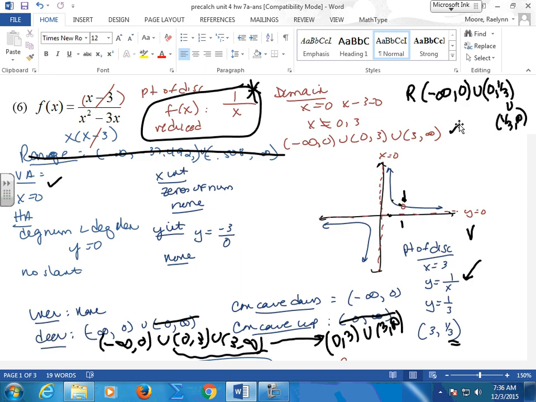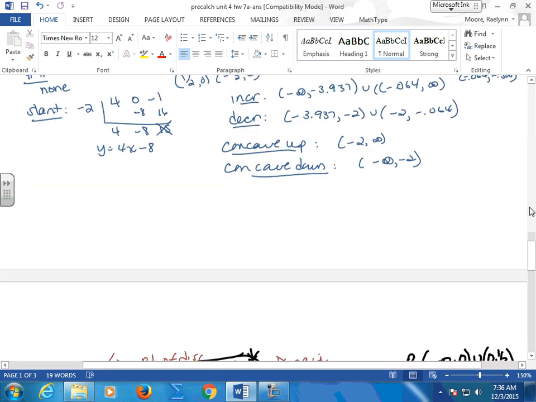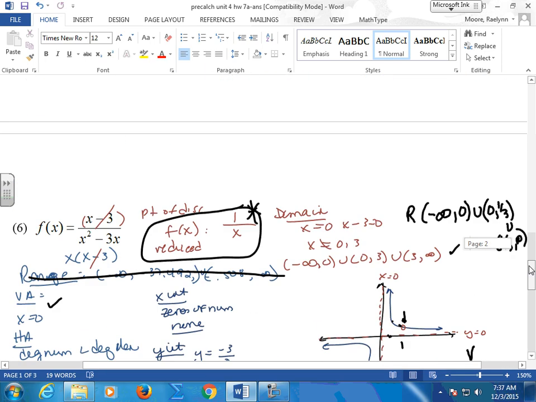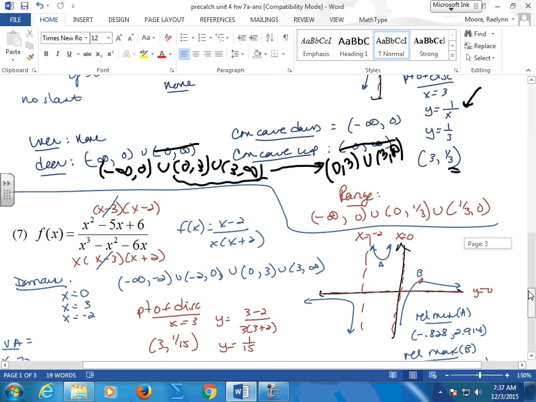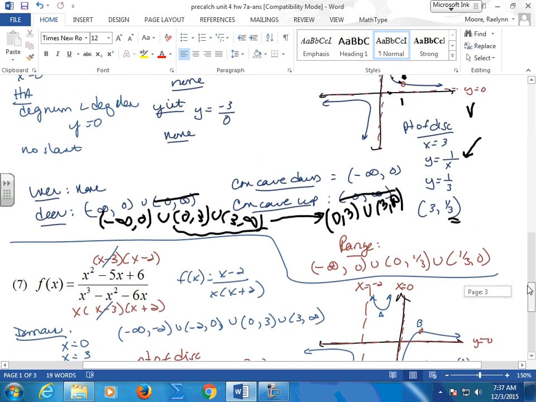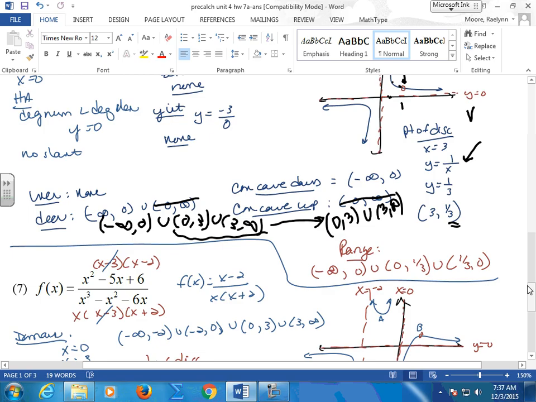Good? I don't honestly know what's underneath this. Oh, there's my range. There's my range. I don't know what happened, where that other range came from. Okay. All right, let's hit that other one.